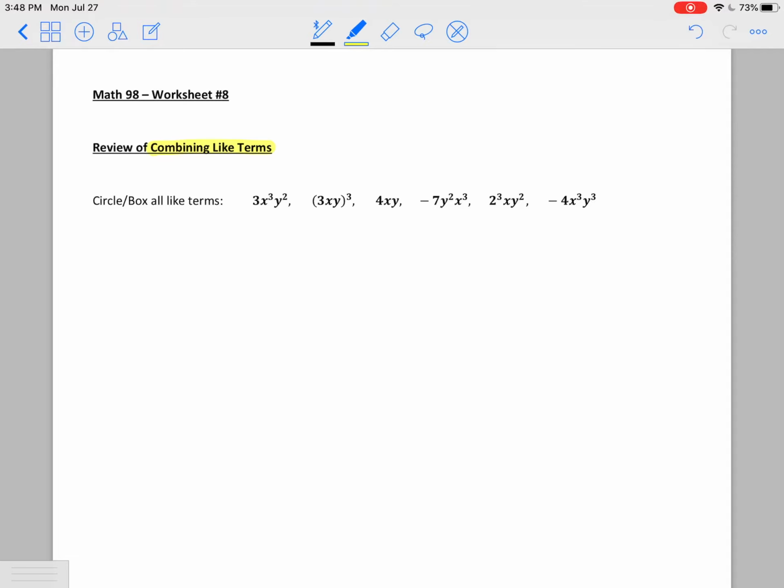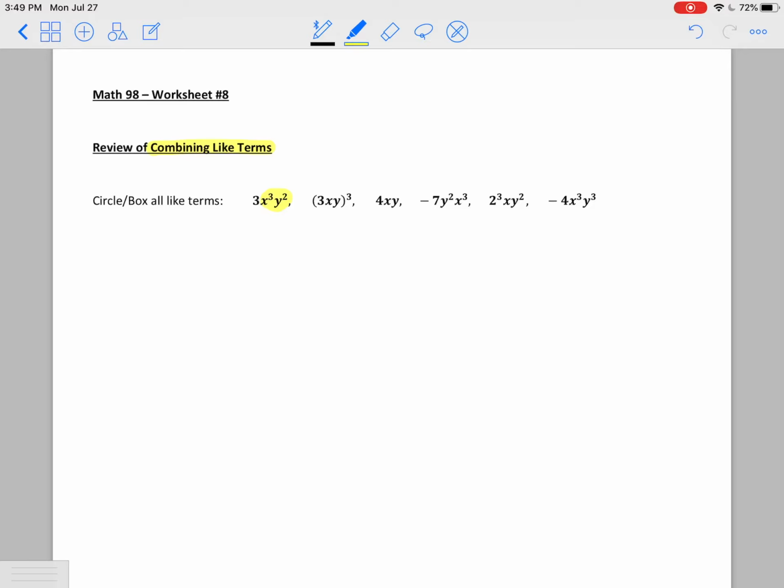Sometimes it can be a bit tricky and not as straightforward as it originally seems. So I just wanted to do a quick review here. In this little example, it asks us to circle or box all like terms. Remember that like terms are terms with exactly the same variable parts and exactly the same exponents on those variables. So let's take a look at this first term here.